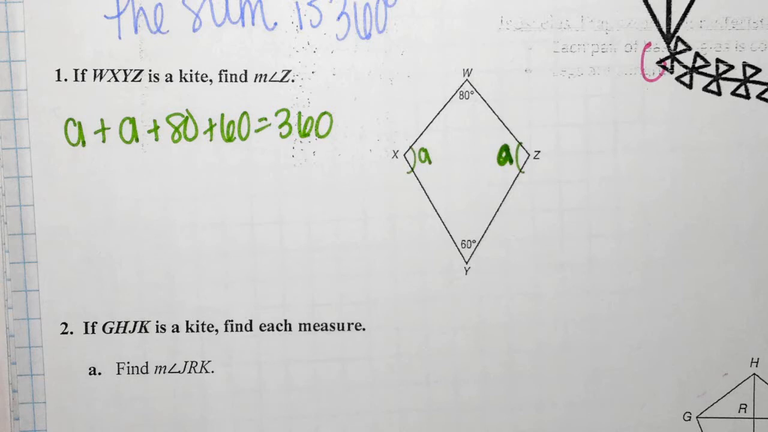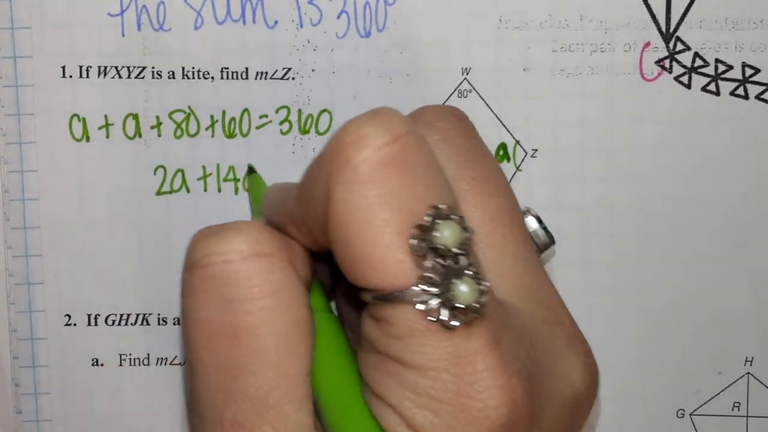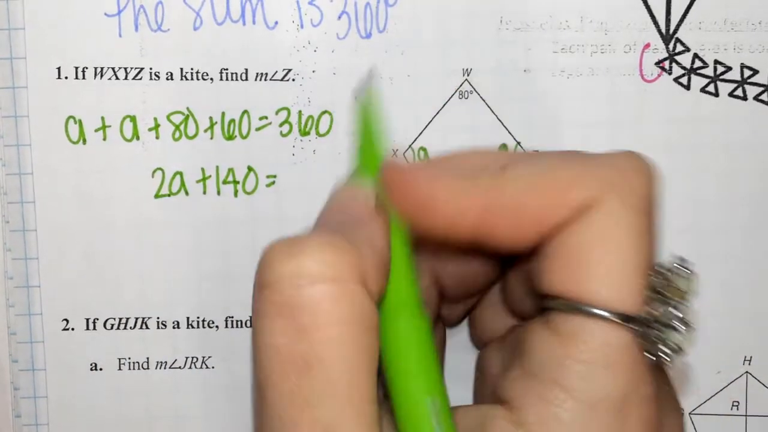After we subtract 140 from 360, we divide. Because it's 2A, correct? Yeah.